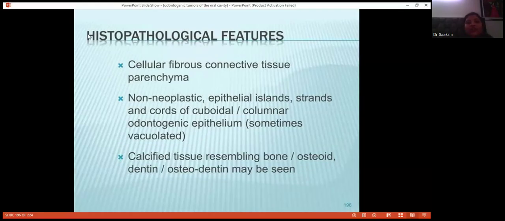Non-neoplastic epithelial islands, strands and cords of the cuboidal, columnar, or odontogenic epithelium. Sometimes it shows vacuolated cells. Now, calcified tissue which resembles bone, osteoid, dentine, osteodentine may be seen. As you can see in this picture.